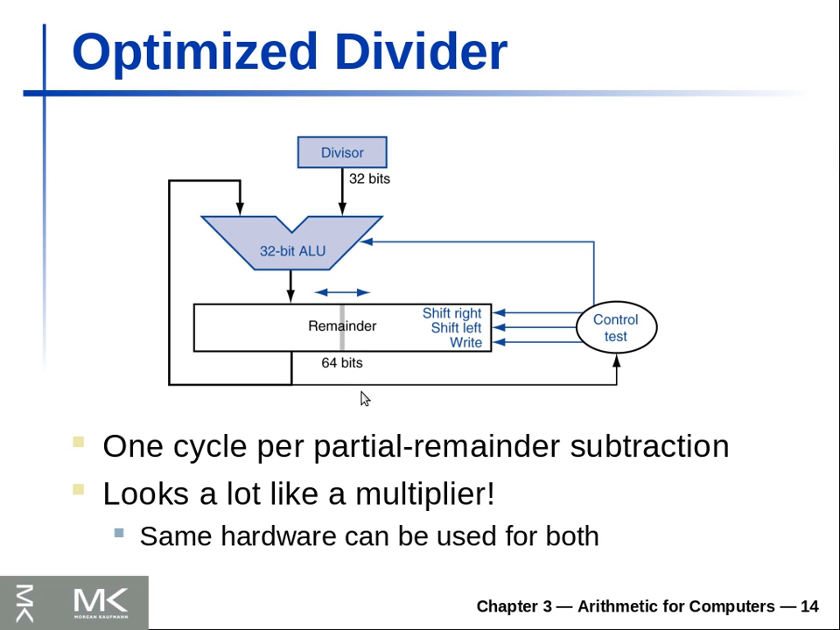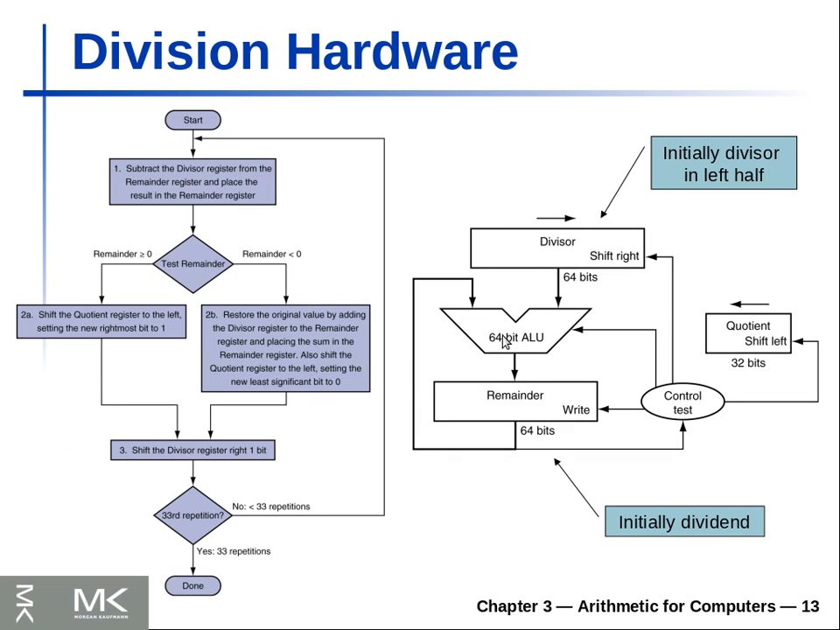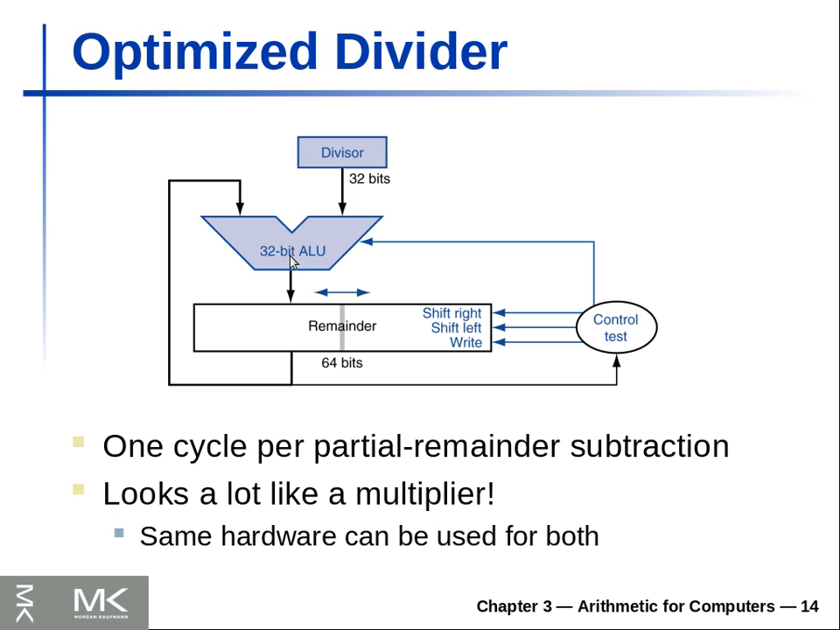So in this one, notice again the divisor is 32-bit, the ALU is 32-bit, and you do not shift the divisor. Just like the multiply, where the multiplicand was 32-bit, now the divisor is 32-bit, and there's no shifting on the multiplicand or the divisor. And also the ALU is down to 32 bits. Notice also the ALU is only going to operate on the top half of the remainder.